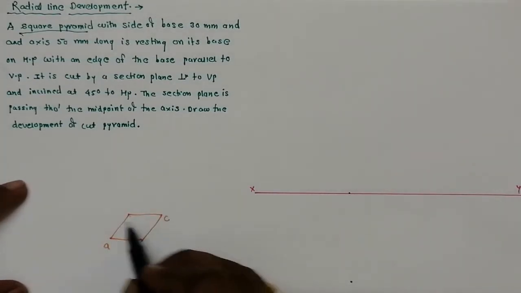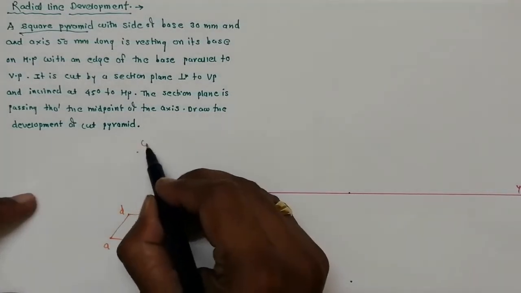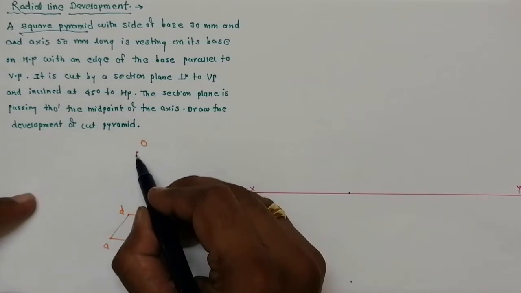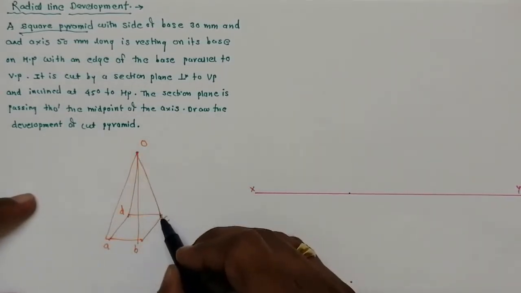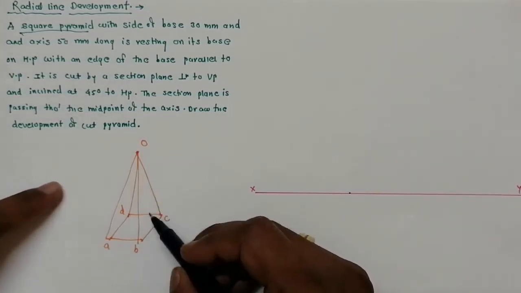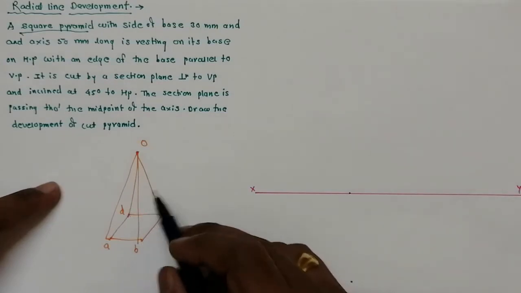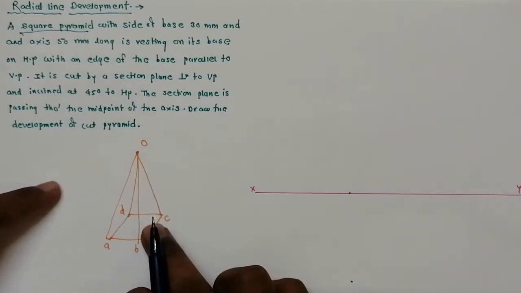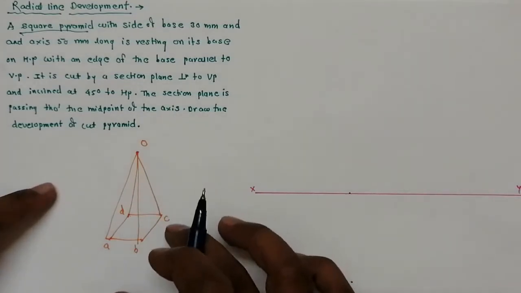So this is ABCD, the base of the pyramid, and in case of a pyramid we have the apex. This apex joins with the corners of the square, so we get the triangles. Since this square has four sides, in the case of the square pyramid we get four triangles. So this is our square pyramid.